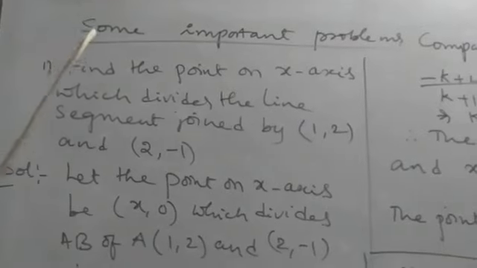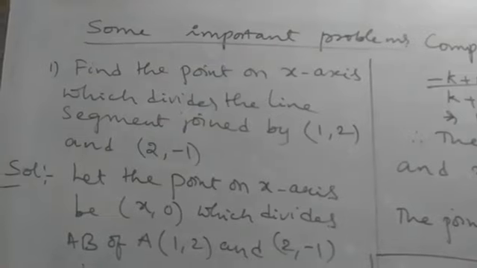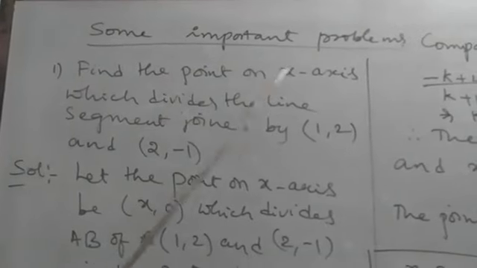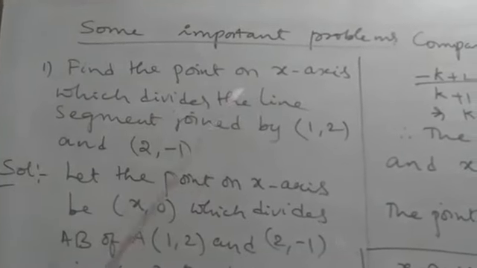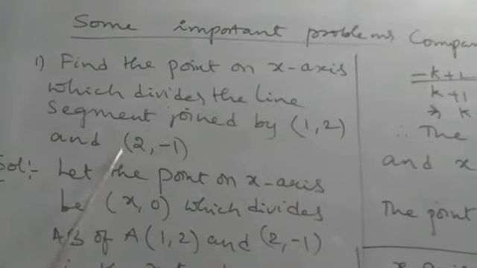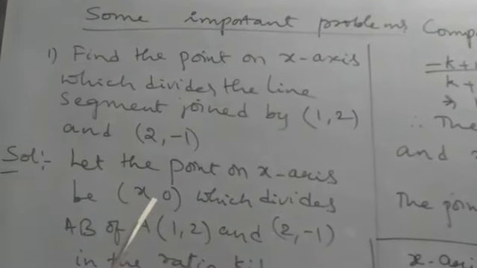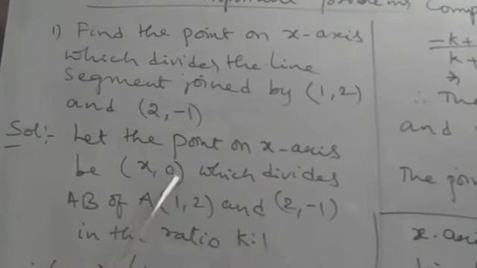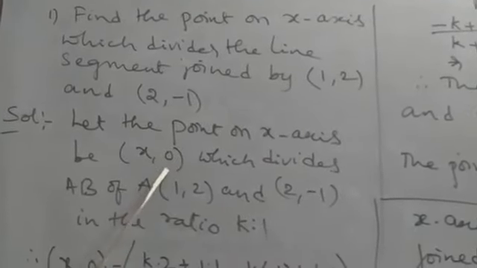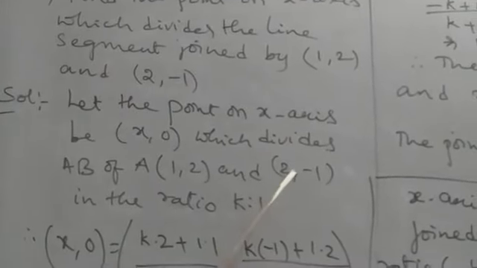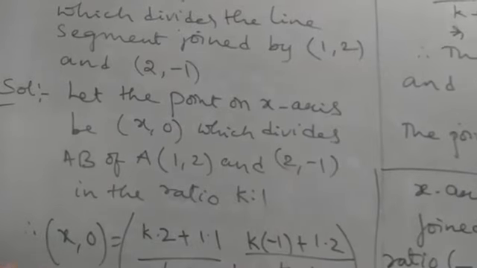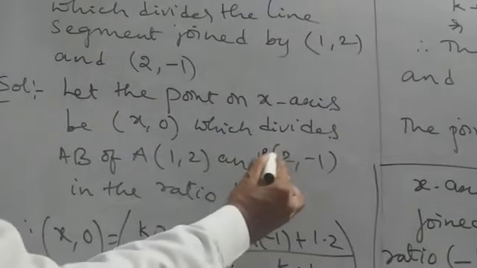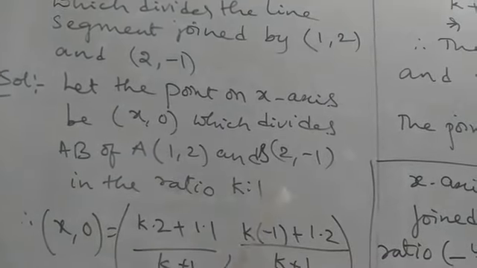Some important problems in this concept. Find the point on x-axis which divides the line segment joined by (1, 2) and (2, -1). Let the point on x-axis be (x, 0). We know that on x-axis the y coordinate is 0. Which divides AB, where A is (1, 2) and B is (2, -1), in the ratio k is to 1.